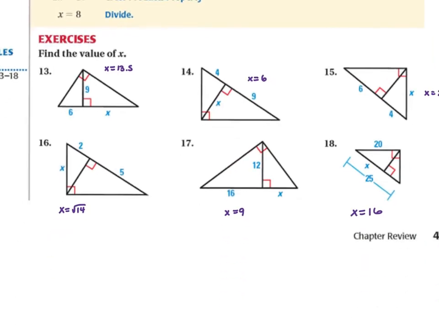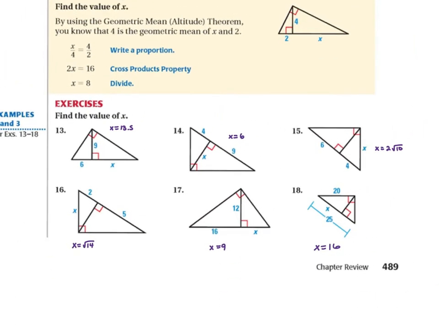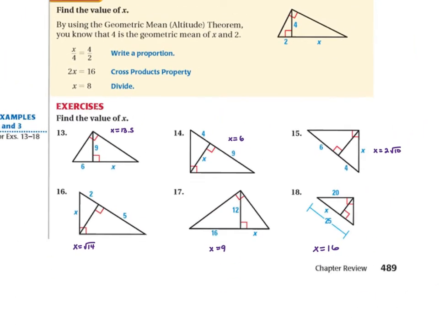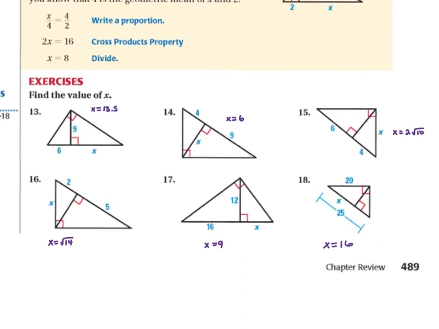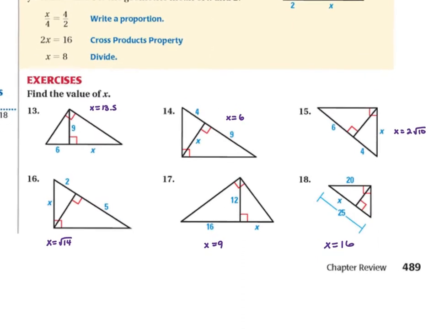All right, 7-3 was your altitude: segment 1 over altitude equals altitude over segment 2, and hypotenuse over leg equals leg over segment of the hypotenuse adjacent to the leg. So 13 was 13.5. You could have also left that as a fraction as long as it's simplified. 14, 6. 15, 2 root 10, 16, root 14, 17, 9, and 18, 16. Again, examples of 16 and 15 where they need to be exact and not a rounded number.